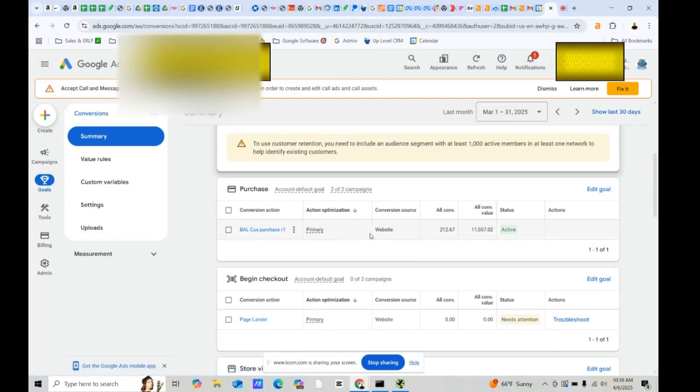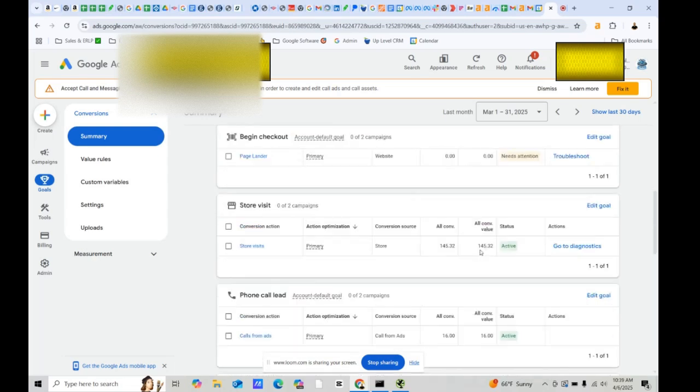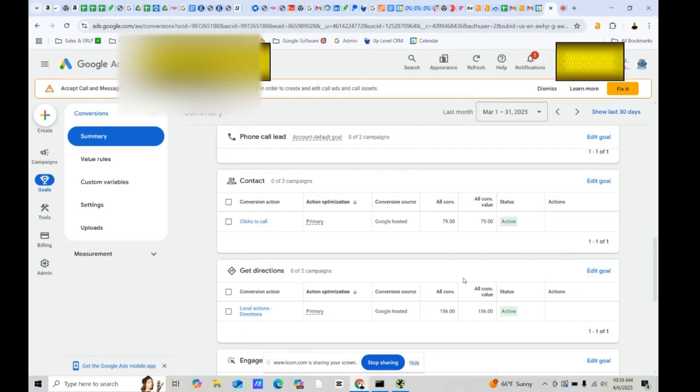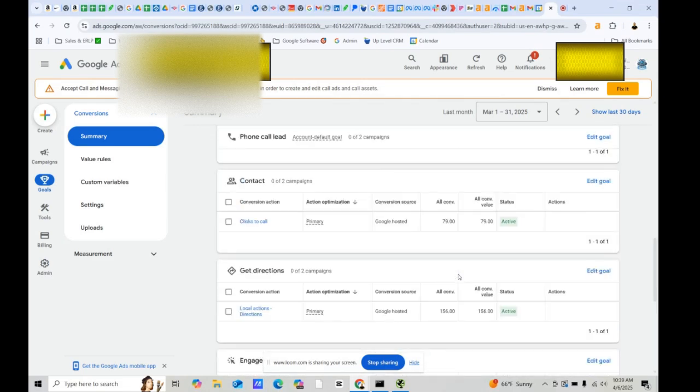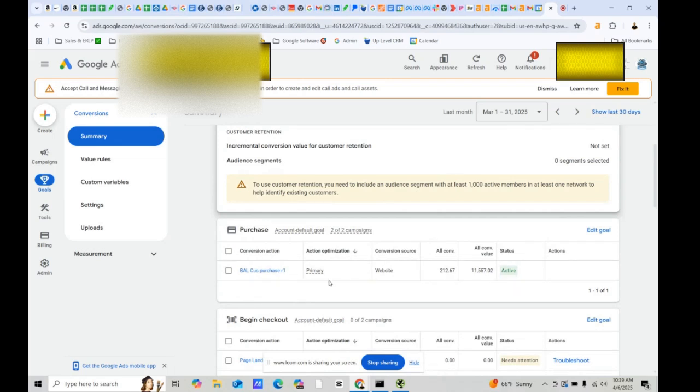Make sure you're tracking the setup, that it's actually tracking purchases, because you could have it attribute conversions to any of these, right? And let's say local directions, anything like this. And if it's not attributing to the actual sales conversion or the purchase conversion, it is inaccurate and it will not make sense. Okay, so that's the first thing.